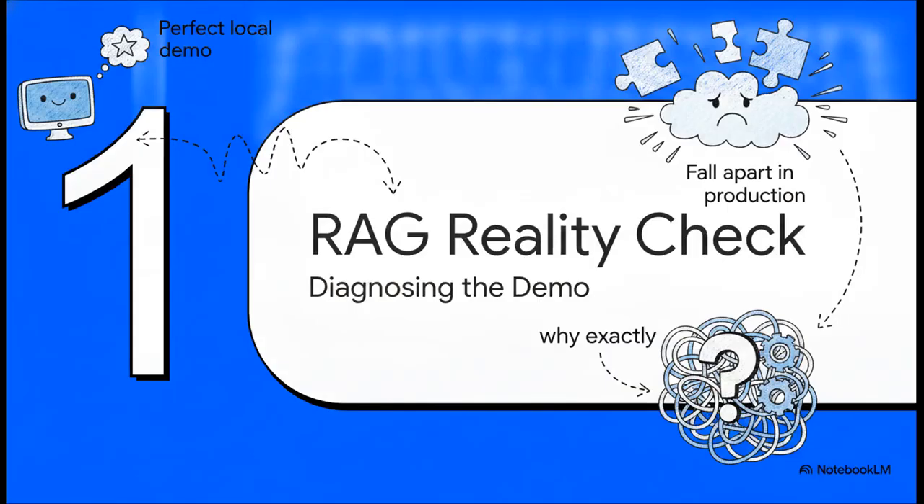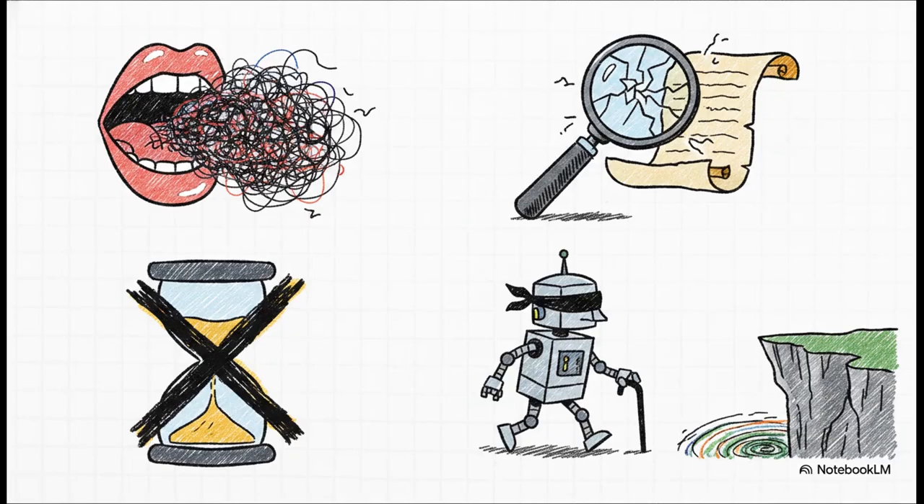Section 1. The RAG reality check, diagnosing the demo illusion. So, this source material points out that these naive systems fail in some very, very predictable ways. First off, they start answering questions they really shouldn't be answering. Second, they break the second document retrieval gets weak. Third, they just time out due to network latency, which creates a massive user-facing outage.